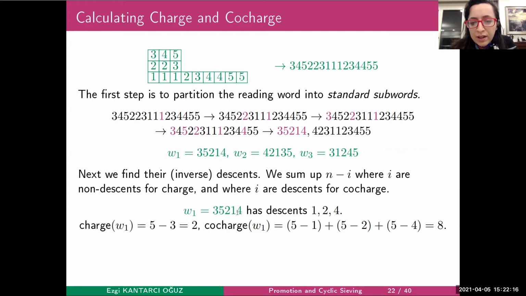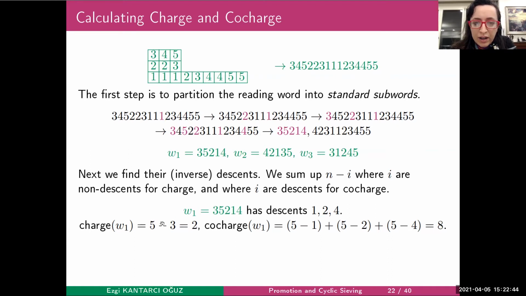So the descents are numbers I, where I plus 1 comes before I in the reading word. So 2 comes before 1, that means 1 is a descent. 3 comes before 2, 2 is a descent. 3 is not a descent, and 4 is after 5, so 4 is a descent. So this is going to have descents 1, 2, and 4, and 3 is going to be the non-descent.